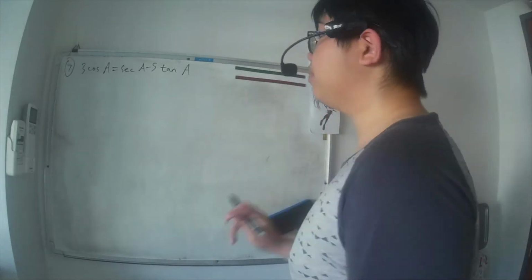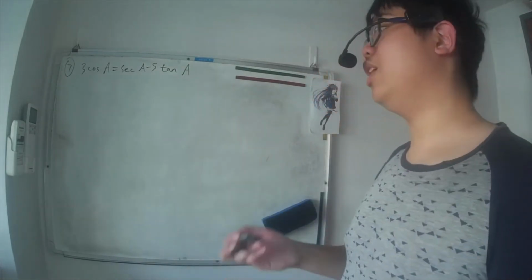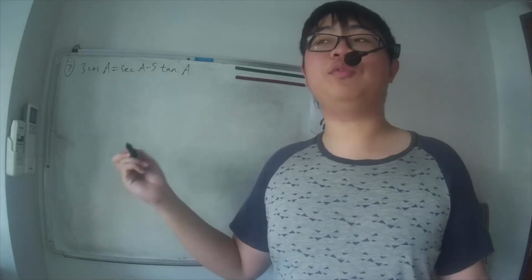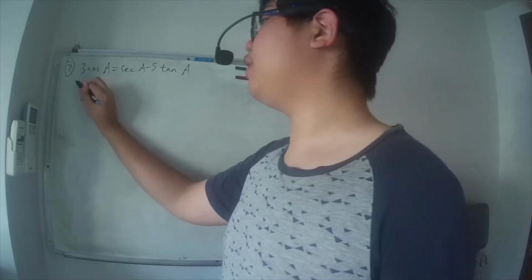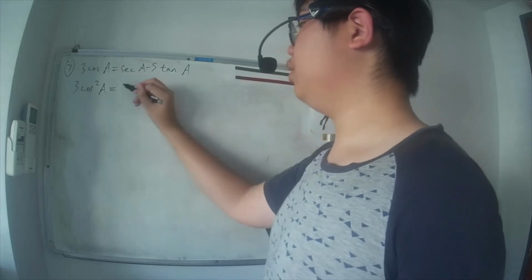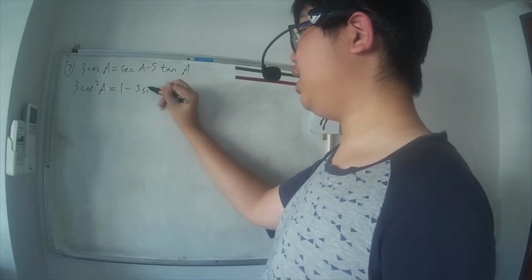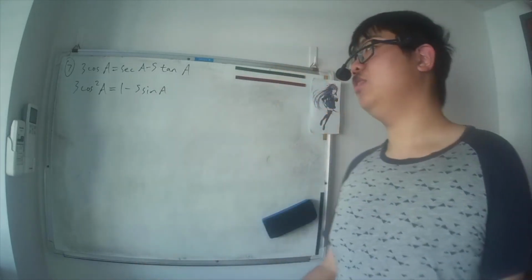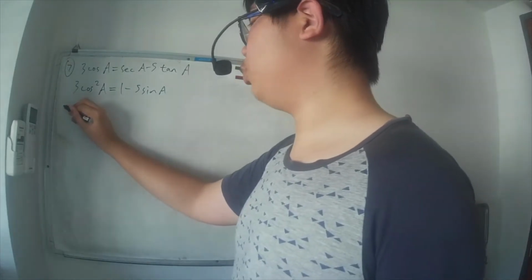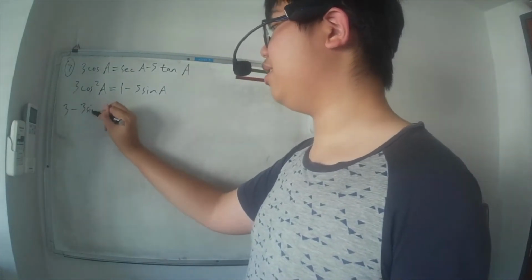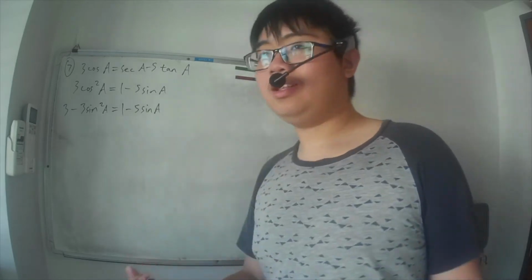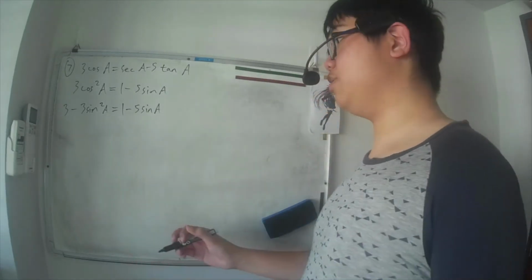Alright, so we have this. Obviously, we need to get it into some form where we can manipulate things easily. Luckily for us, secant is 1 over cosine and tangent is sine over cosine. So if I multiply everything by cosine, I have 3 cosine square A equal to 1 minus 5 sine A. Then what? Don't forget, cosine square A is 1 minus sine square A. So I can put 3 minus 3 sine square A equals 1 minus 5 sine A. And guess what? We can form a quadratic equation in terms of sine A.